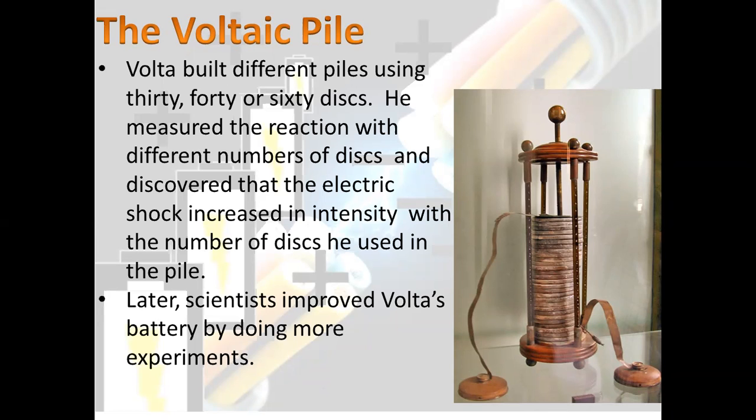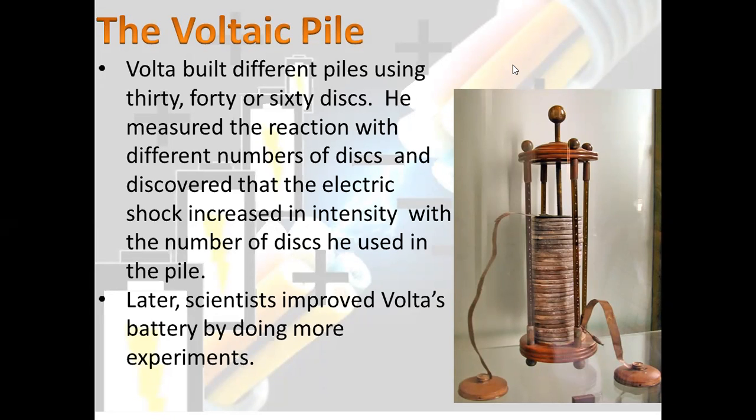Now, Volta, what he did, he started using more disks. He started with 30, he increased it to 40, and then he increased it to 60. What he was noticing was that if he kept on increasing these disks, the electric shock intensity was also increasing. If you would get a small shock with 30 disks, if you put 60, you'll get double the amount of shock. So the electric shocks were getting intensified. They were getting more in power.